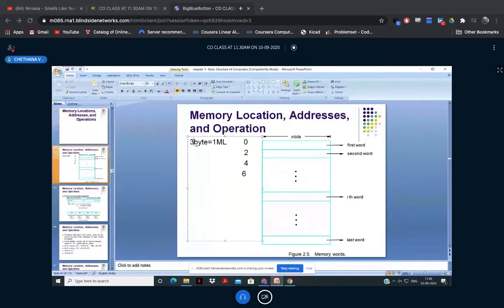Okay, I'll take 3 first. 3 bytes of data. So what will happen now? 3 bytes means here 0, 1, 2, right? 0th location, 1, 2. So totally. What will my second address be, incremented? 3. Next will be 6. Next will be 9. Have you got my point? Okay, 0, 3, 6, 9. Like this, my addresses will be.